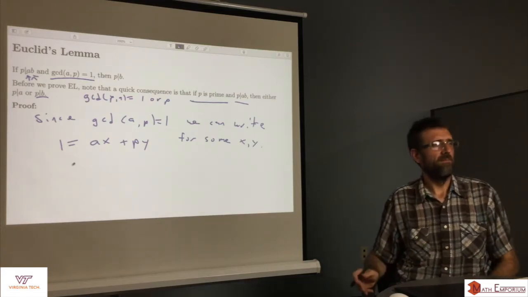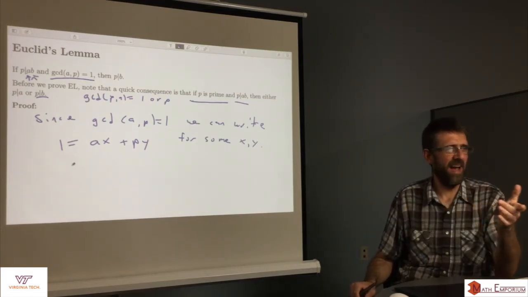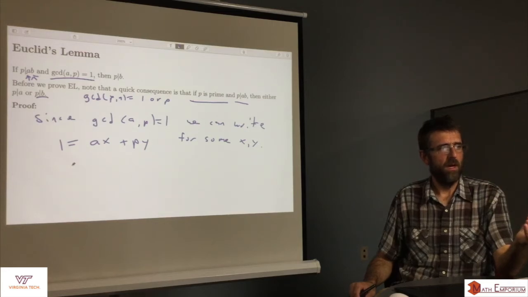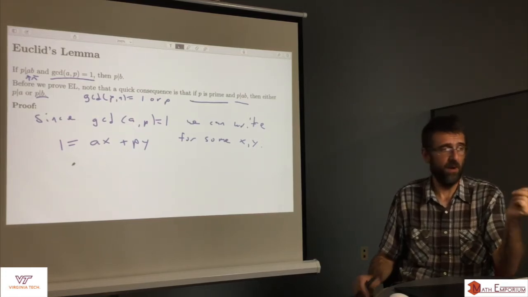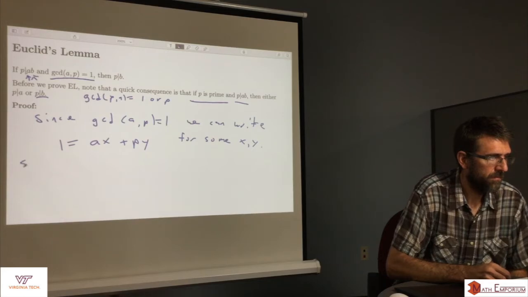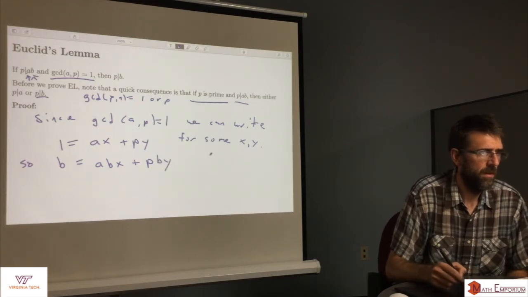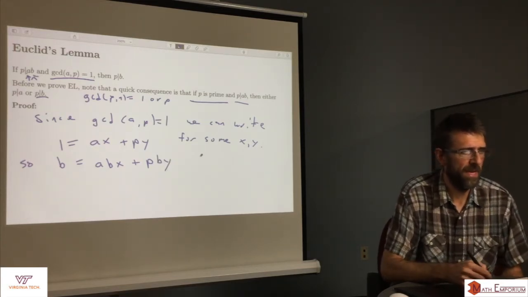All right, so now I want to show p divides b. In order to do that, I need to get b involved in this equation somehow. And the easiest way to do that would just be to multiply both sides of the equation by b, right? Because then I'd have precisely b on the left-hand side of the equation. So let's go ahead and do that. All right, so I multiply both sides of the equation by b.